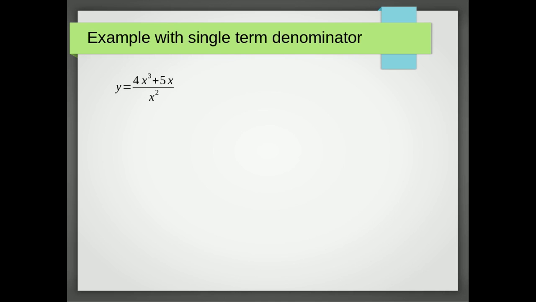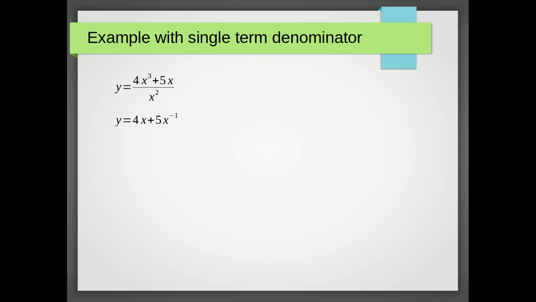Okay, so let's look at the equation that we've got here. On top we've got 4x cubed plus 5x. We've got two terms, whereas on the bottom, the denominator is just a single term, x squared. When we've got this sort of situation, what we want to do is divide each of the terms on top by x squared. So 4x cubed divided by x squared is just 4x. And 5x divided by x squared is 5x to the minus 1. And we can now differentiate this as normal.